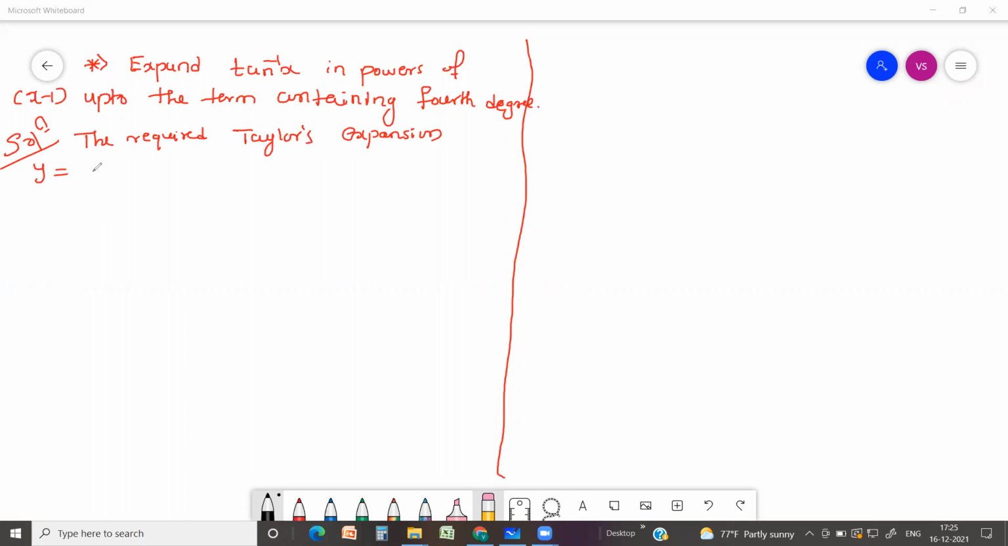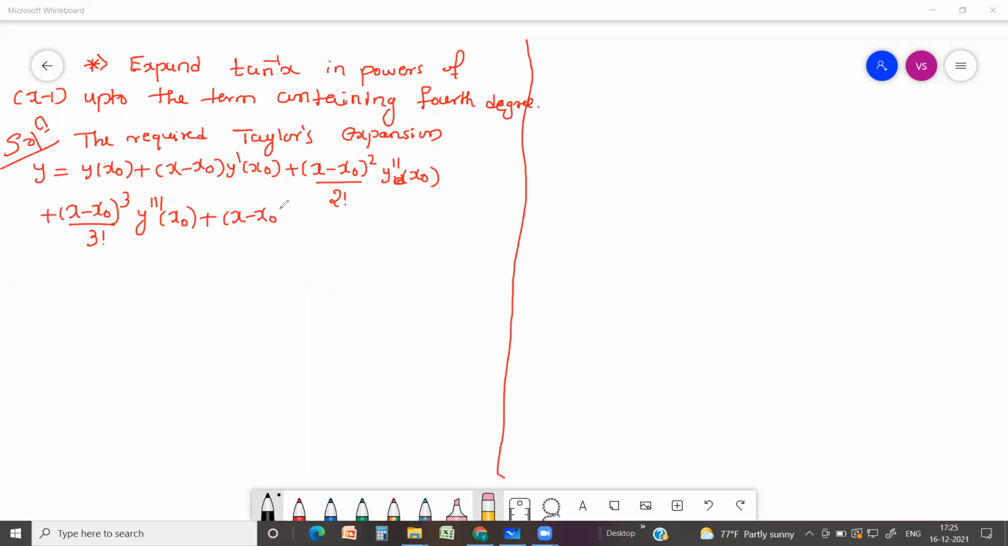We have to write y equal to y of x naught plus x minus x naught into y dash of x naught plus x minus x naught whole square by 2 factorial into y double dash of x naught plus x minus x naught whole cube by 3 factorial into y triple dash of x naught plus x minus x naught whole power 4 by 4 factorial into fourth derivative of x naught. So this is the Taylor's expansion general formula.